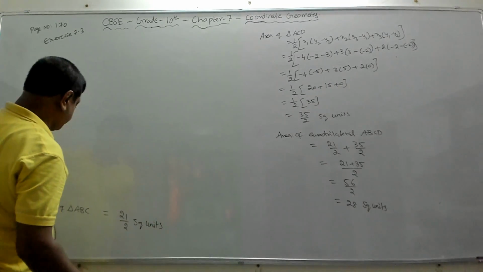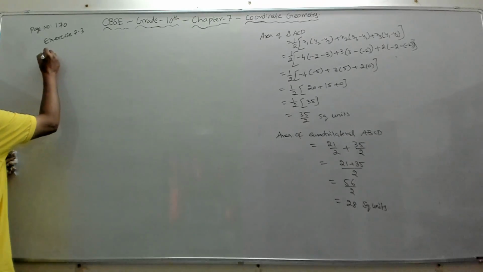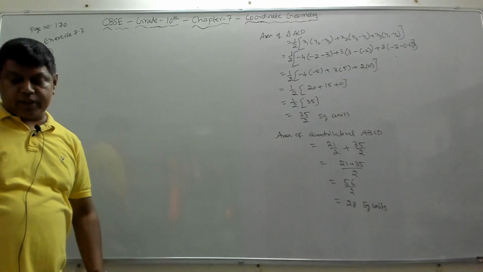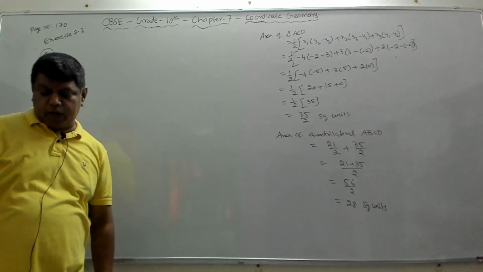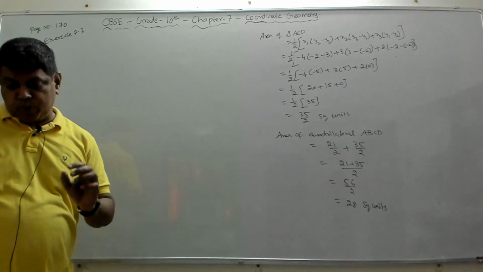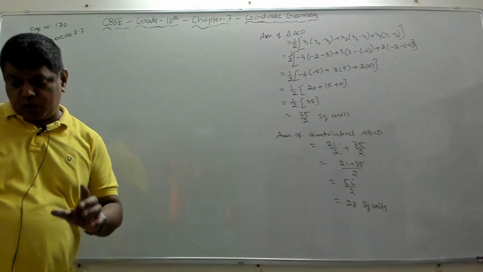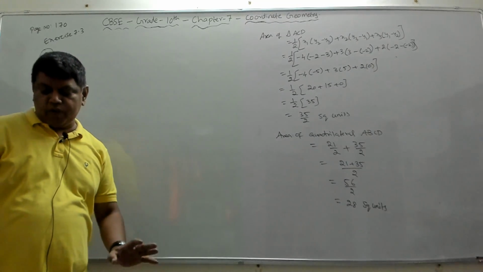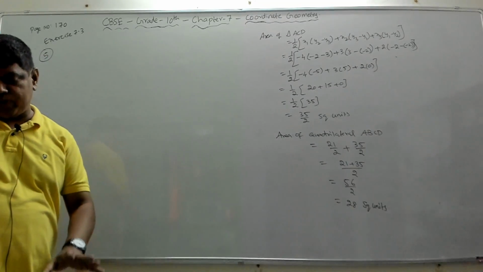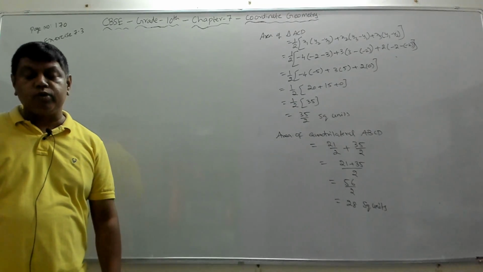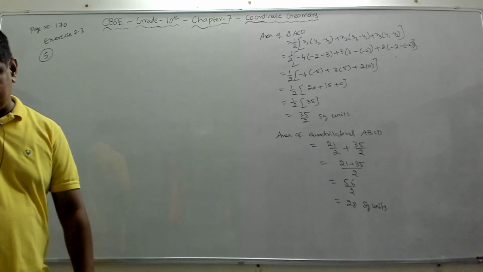Okay, so the fifth question in exercise 7.3 says that you have studied in class 9th, chapter 9, example 3, that a median of a triangle divides it into two triangles of equal area. Verify the results for the triangle ABC whose vertices are given as A of 4, minus 6, B of 3, minus 2 and C of 5, 2.